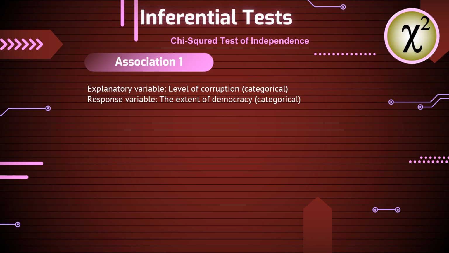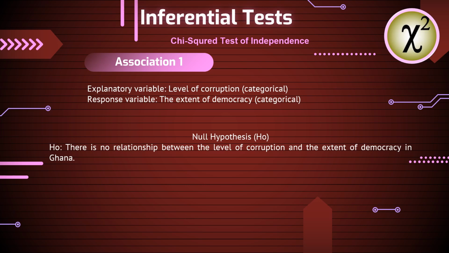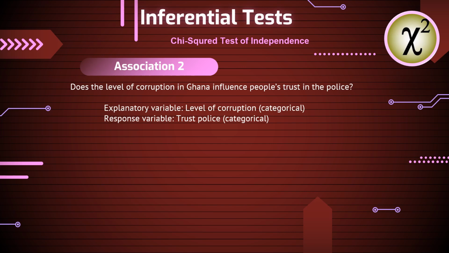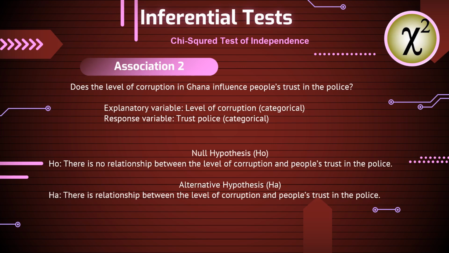For association 1, I state my null and alternative hypotheses as follows. Null hypothesis: there is no relationship between the level of corruption and the extent of democracy. Alternative hypothesis: there is a relationship between the level of corruption and the extent of democracy. Similar to association 1, the variables in association 2 are also categorical and hence the chi-square test was used. The null and alternative hypotheses are as follows. Null hypothesis: there is no relationship between the level of corruption and the trust people have in the police. Alternative hypothesis: there is a relationship between the level of corruption and the trust people have in the police.